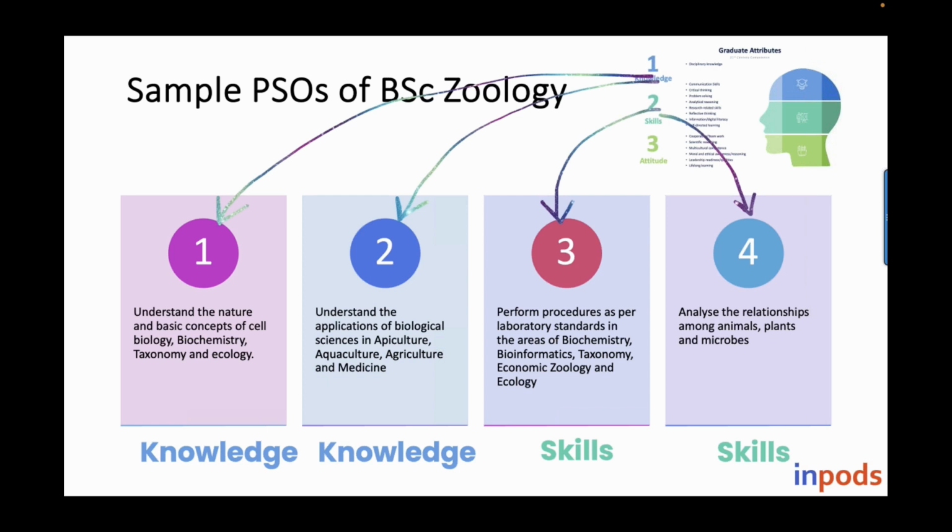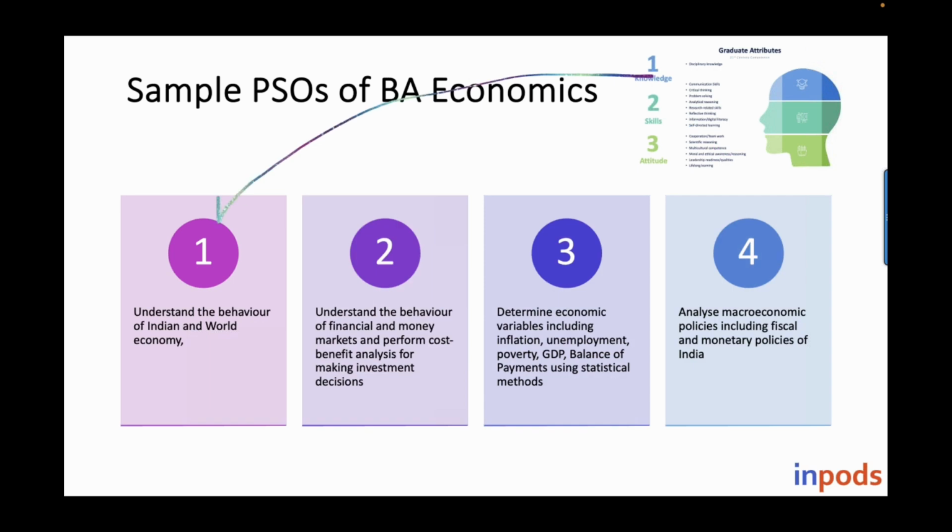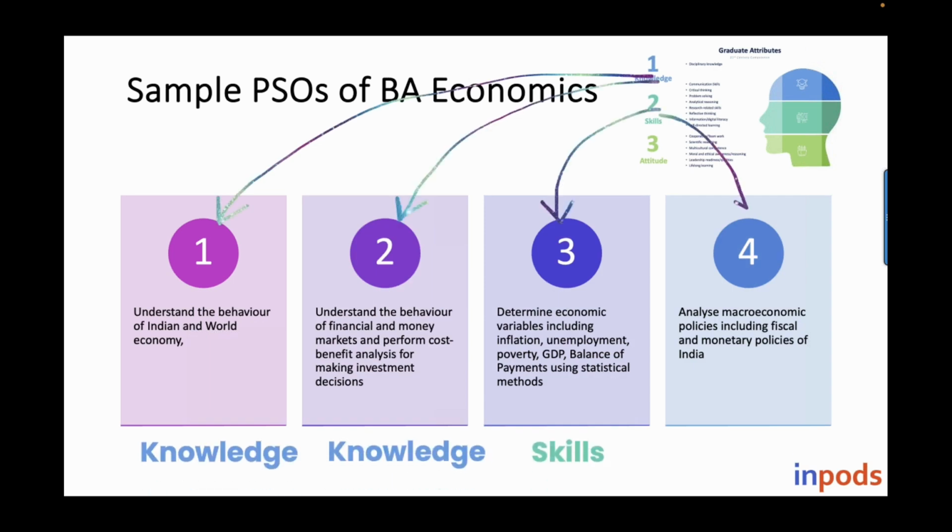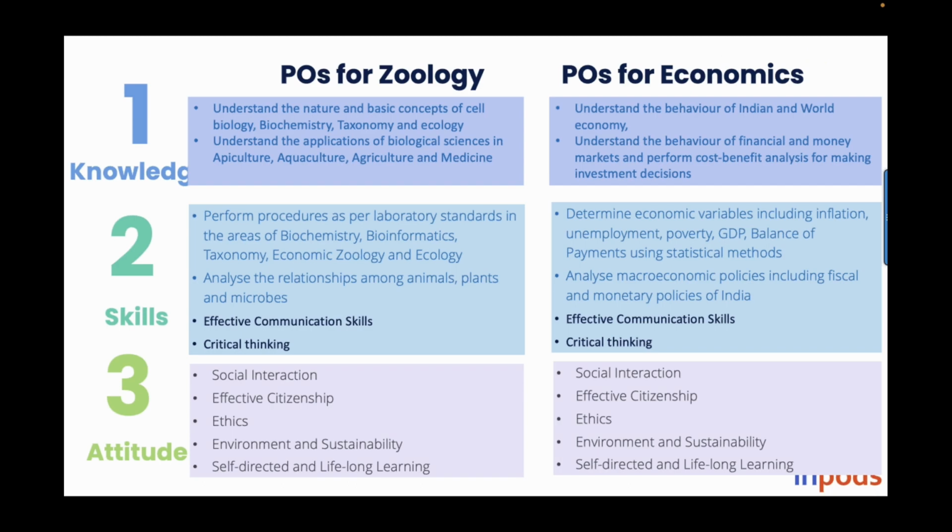Take the example of the fourth PSO written here. Analyze the relationship among the animal, plants, and microbes. This is not applicable to economics. Economics will have its own set of program specific outcomes. The earlier zoology outcome is not applicable to this, right? So that is why these are called specific program outcomes.